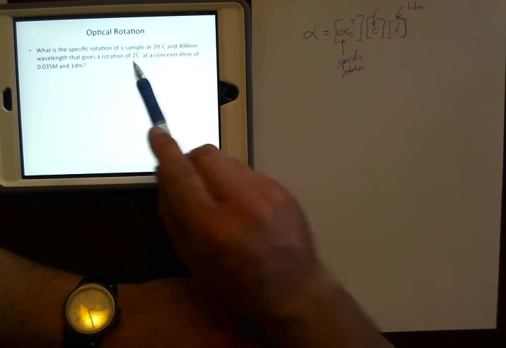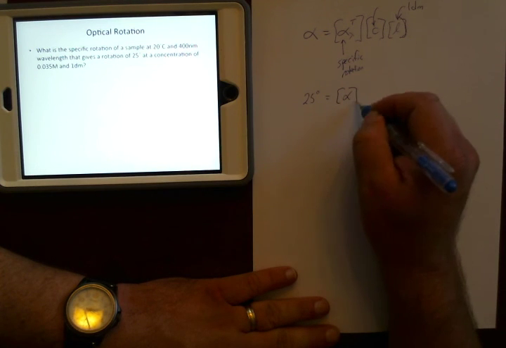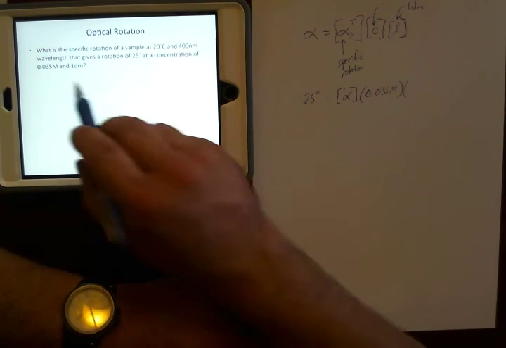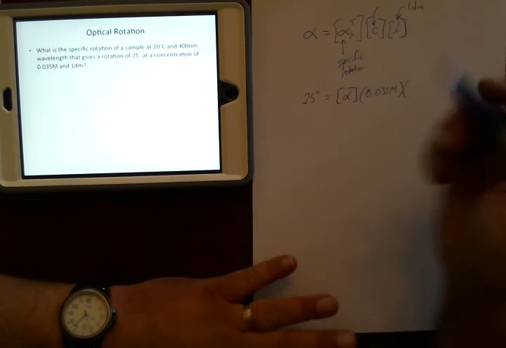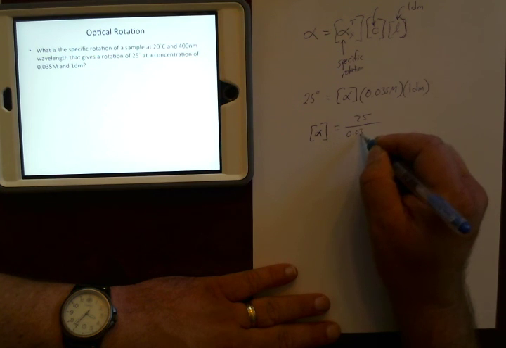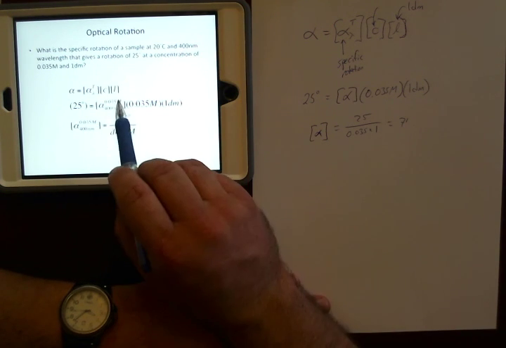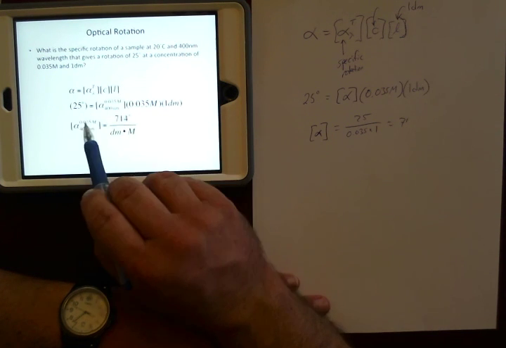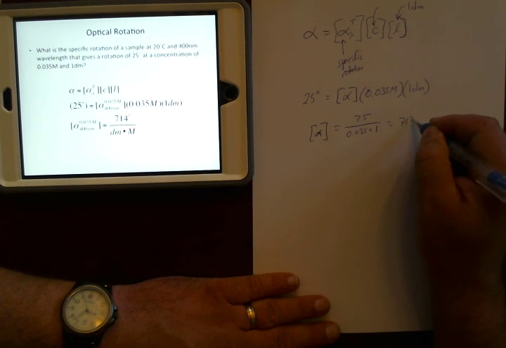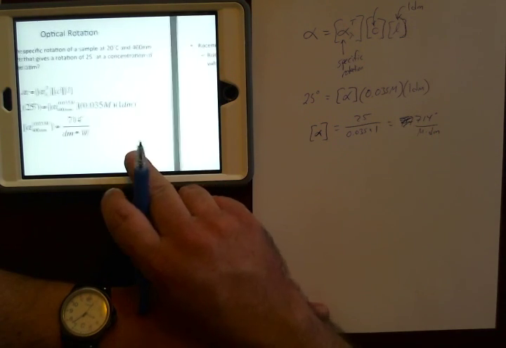So here we have an actual rotation of 25 degrees, and we want to know what the specific rotation is. We know that the molarity of the solution was 35 millimolar, 0.035 molar, and that the path length was 1 decimeter, which is 10 centimeters, and usually it's nice to just divide by 1. So the specific rotation is 25 divided by 0.035 times 1. This should say 20 degrees Celsius here, because the temperature does make a little bit of a difference. It ends up being 714 degrees per molar per decimeter. So it's just a constant.